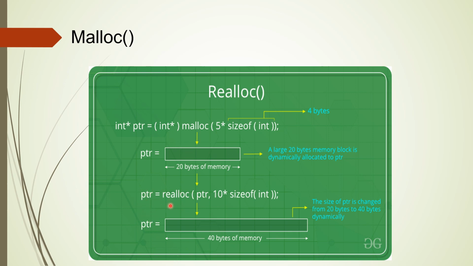ptr is equal to realloc(ptr, 10 * sizeof(int)), where ptr means this one, pointing to this memory location, the address of this location. So it will be increased from 20 to 40. The size of the memory location pointed to by ptr will be increased to 40 bytes. So this is how we can increase or expand the size of the memory block during execution of the program.